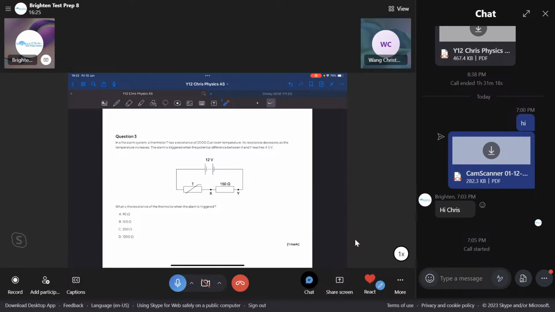So application-wise, it's quite interesting. It's basically, how does a fire alarm system work, right? So at room temperature, it's 2000 ohms.